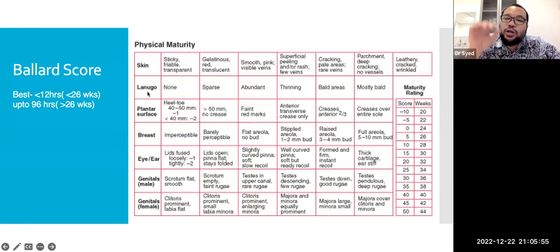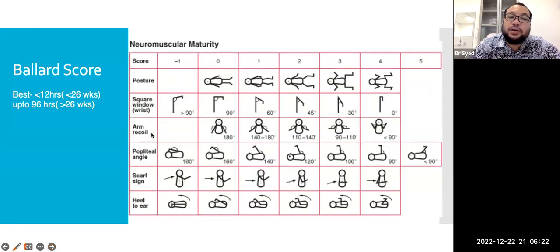So lanugo ni bulu-bulu dekat belakang, non sparse abundant and so on. So plantar surface dia ada creases ke tak, breast dia macam mana, ears, genital, and then kita assess dia punya, and then kita buat scoring dia. So by this scoring kita boleh tahu sebenarnya baby ni is mature ke is premature, berapa dia punya gestation yang actually. And then kita look at dia punya neuromuscular, posture dia macam mana.